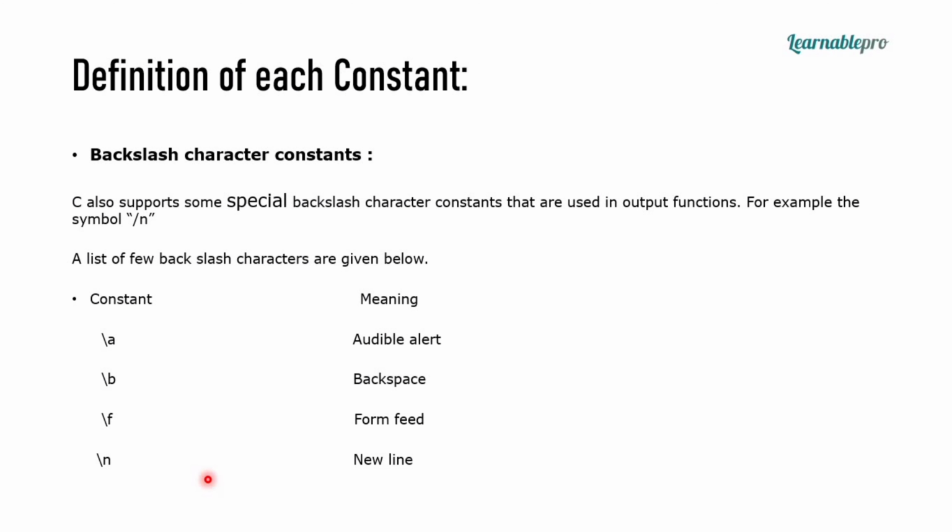Now, backslash character constants. C also supports some special backslash character constants that are used in output functions, for example the symbol backslash n. A list of a few backslash characters is given below: \a means audible alert, \b means backspace, and \n gives a new line. So when we declare \n, while executing the C program, the output will come in a new line. In our upcoming videos, I'll explain the rules of declaring each and every constant in C language.